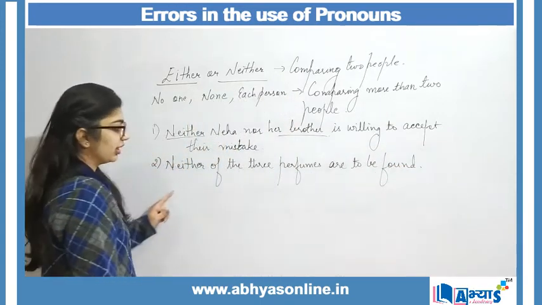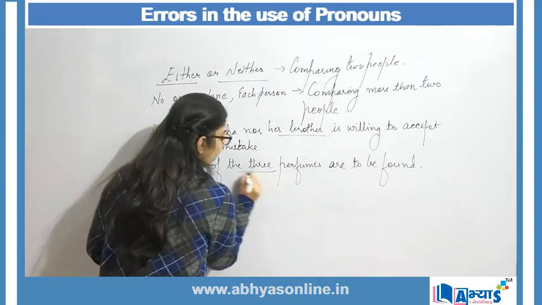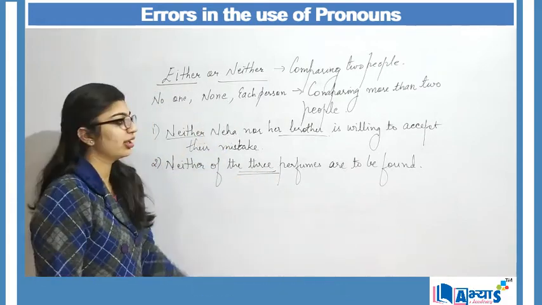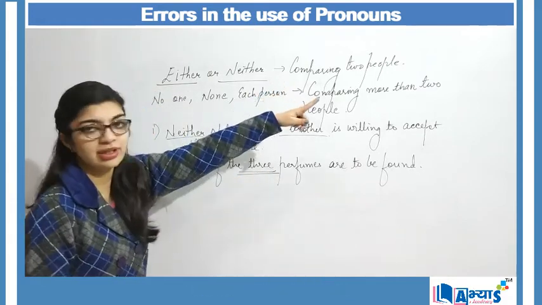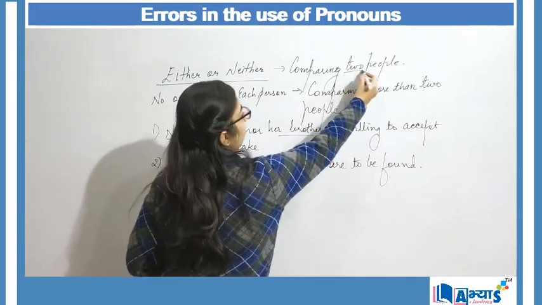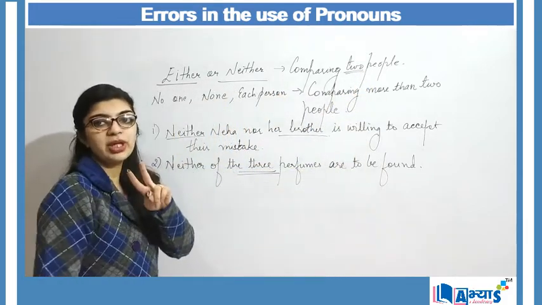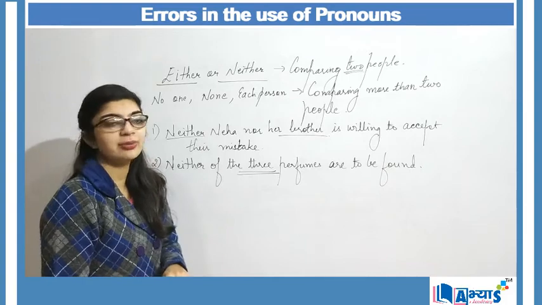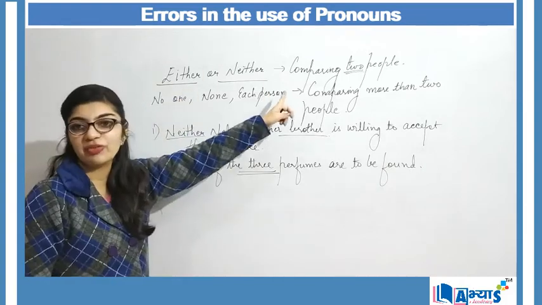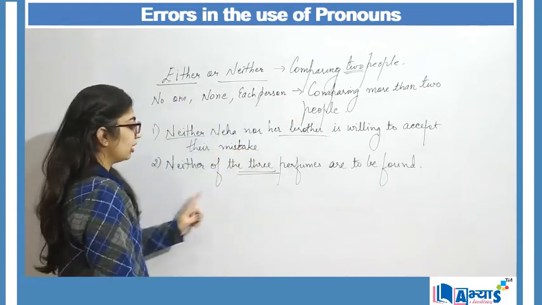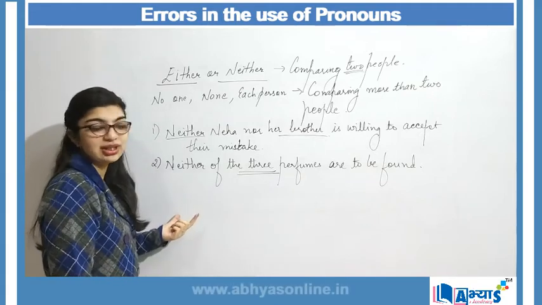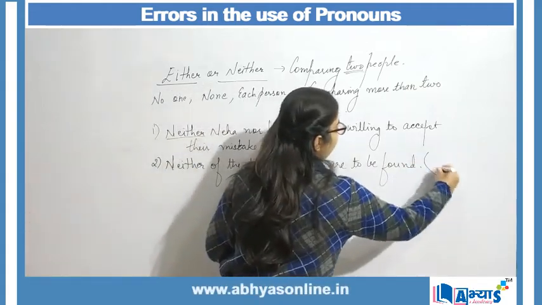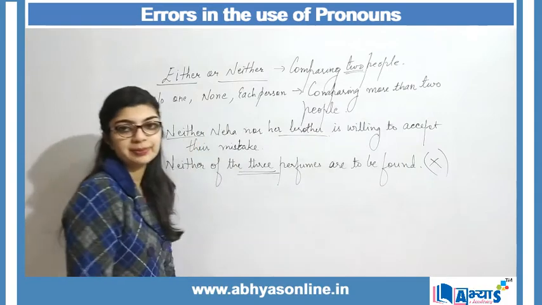When I am saying neither of the three perfumes, I look at the number 3. Is the number 3 okay over here? No. There is only number 2: 2 people, 2 things, 2 animals. Only for that I make use of either or neither. Here there are 3 and I am using neither, which means that my sentence is wrong.